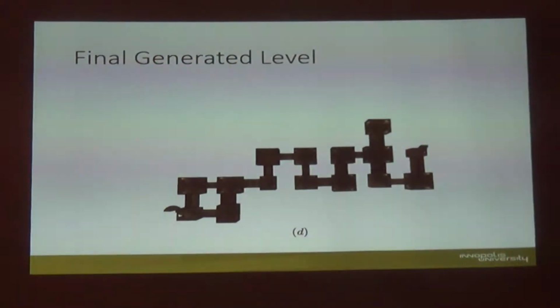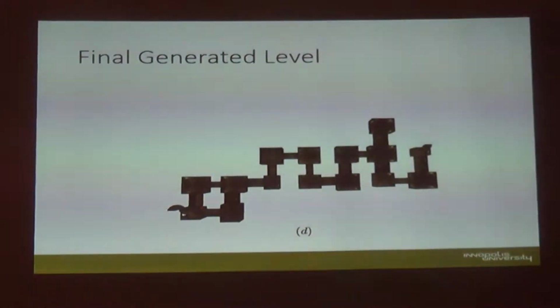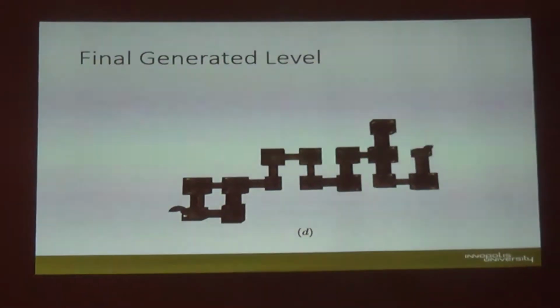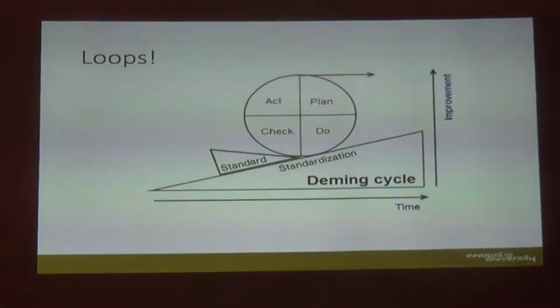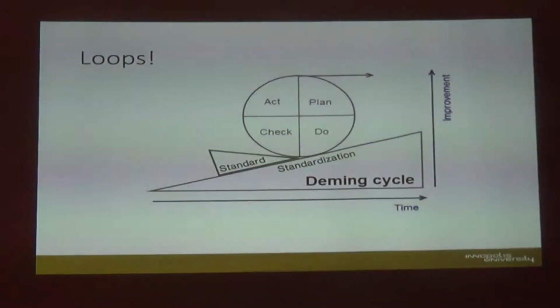So there's a lot about matching both the narrative space with the play space, coming up with the narrative space first, and then enforcing that in your generated levels. And it follows this idea of loops. How many have seen this, the Deming cycle?